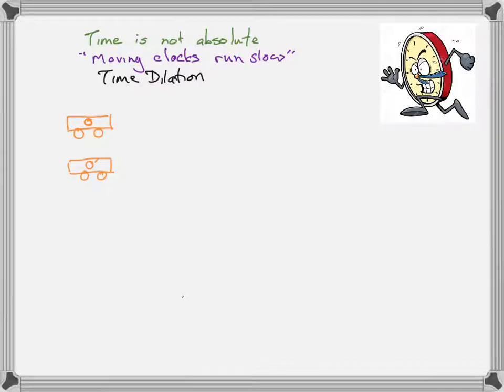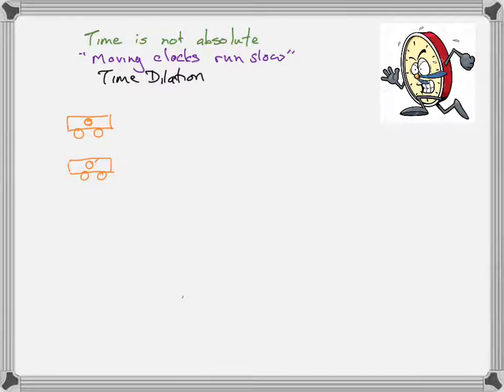Okay, so we're talking about the Lorentz transformation. In particular, I want to focus today on time dilation, or the fact that time is not absolute, the fact that you measure time differently in different reference frames. Moving clocks run slow. We've got to figure out what that means because that is really misleading.